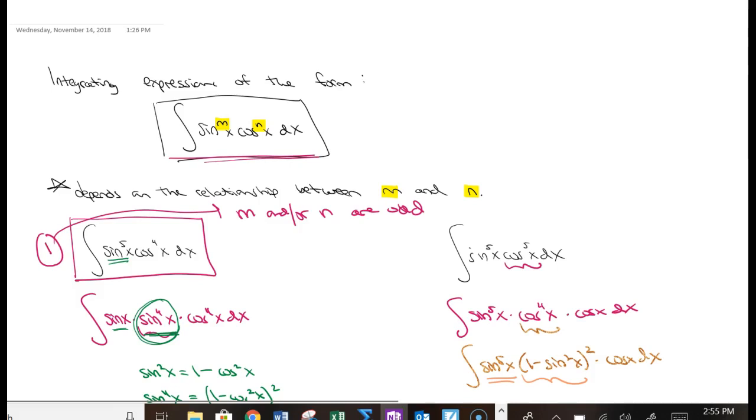Okay, so what we're looking at here is a power of sine times a power of cosine. And the situation I'm going to hold you accountable for is if m and/or n is an odd power. Okay, what do you do in those situations?